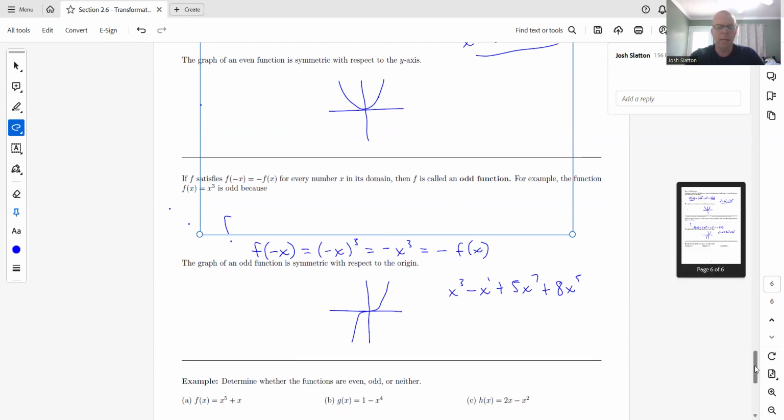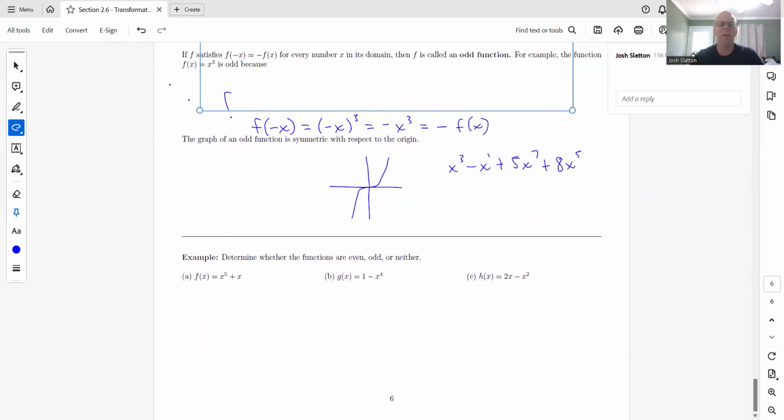Okay, so last little example here, determine whether the functions are even, odd, or neither. So all you got to do is, like we've been doing up here, see if all the exponents are odd, see if they're all even, or see if there's a mix. So this one, we have x to the fifth, we have x to the first, so that's odd, and that's odd, so this is an odd function. That's all, it's simple as that.